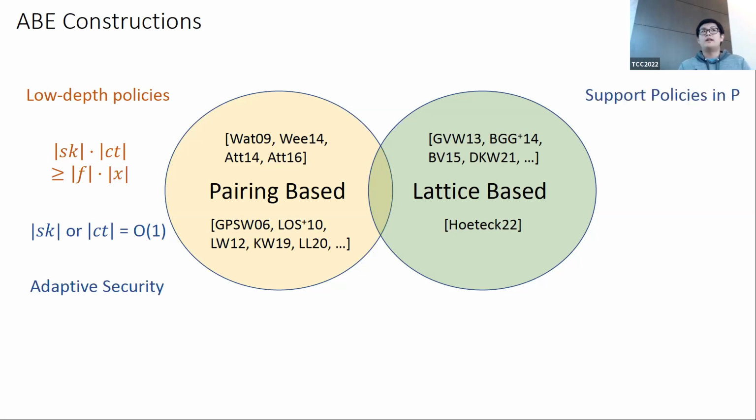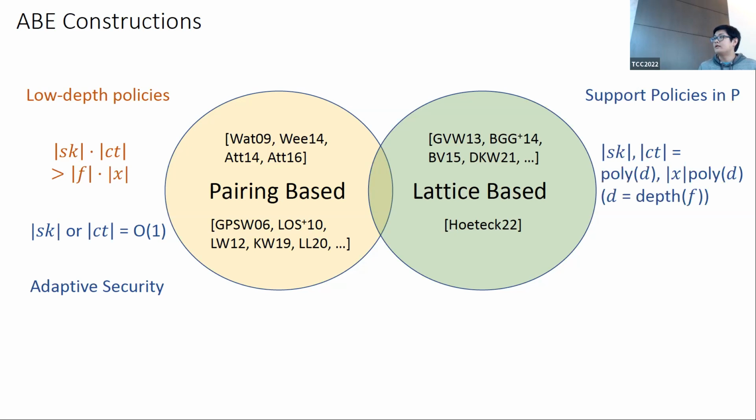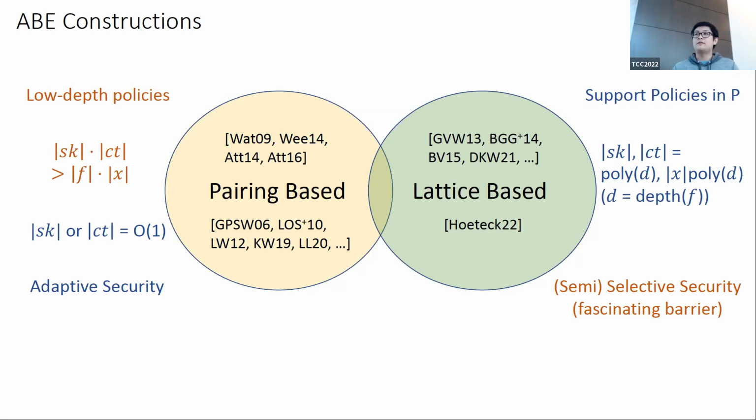On the other hand, the lattice-based constructions achieve ABE with policies in P, and the state-of-art schemes can achieve secret key and ciphertext with size poly in D and X times poly in D, where D is the depth of F. However, those constructions have the limitation that they only achieve selective security. And it's a fascinating technical barrier to achieve adaptive security without relying on complexity leverage.